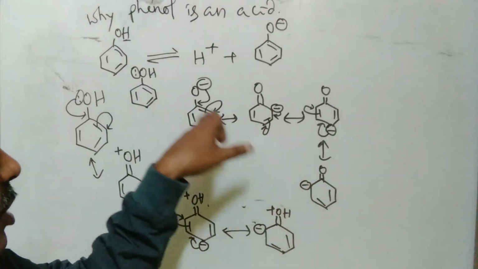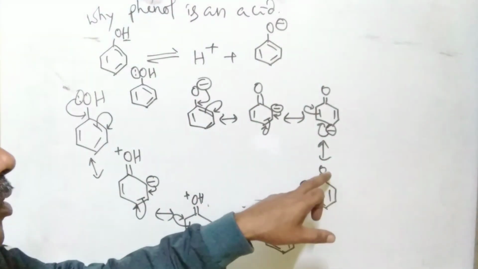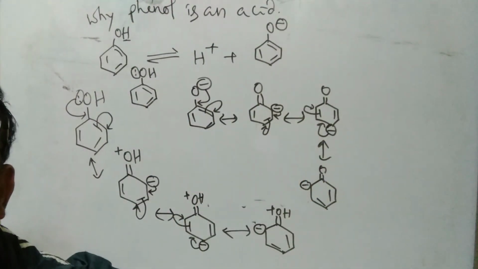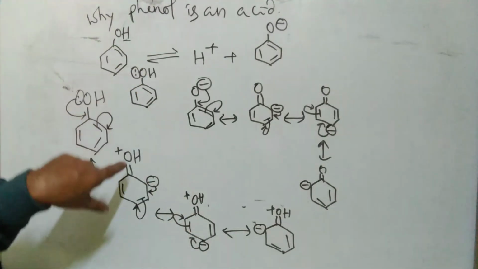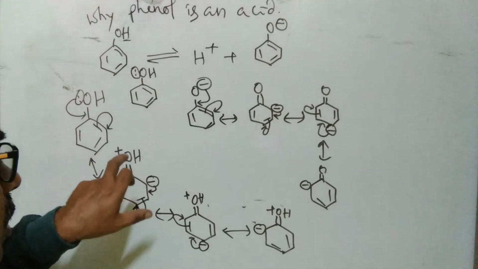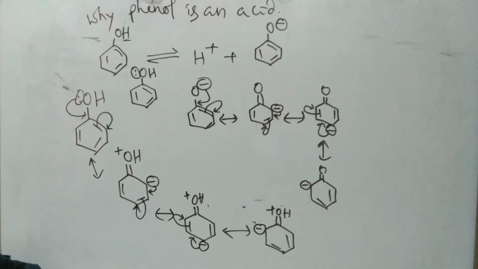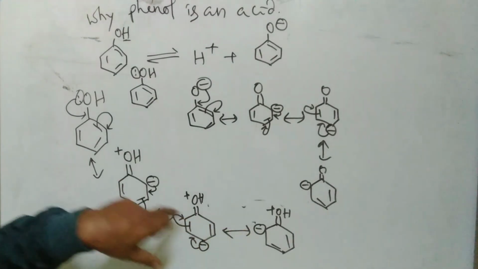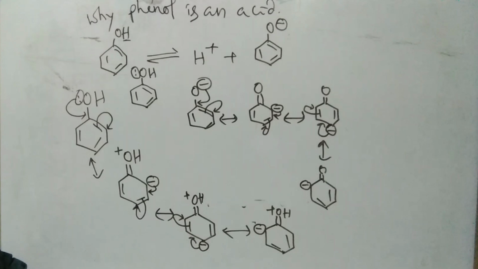And in the resonating structures of phenoxide ion, there is no such resonating structure where oxygen is carrying a positive charge. And secondly, in the resonating structures of phenol, on oxygen both positive charge and negative charge coexist. That is also a destabilizing factor. Due to these 2 factors, the resonating structures of phenol are unstable.